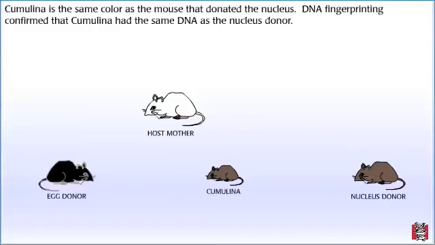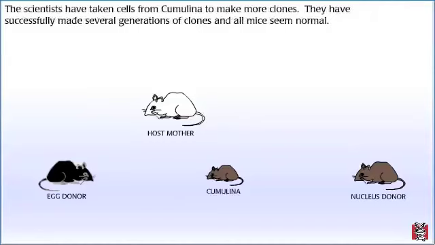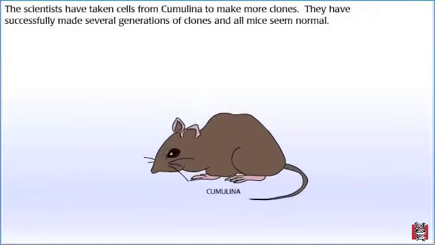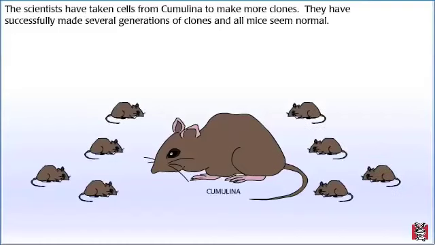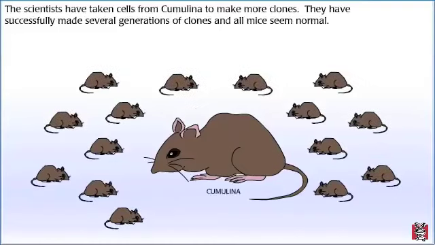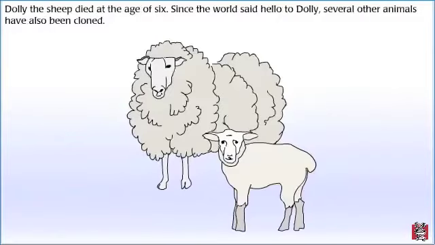DNA fingerprinting confirmed that Cumulina had the same DNA as the nucleus donor. The scientists have taken cells from Cumulina to make more clones. They have successfully made several generations of clones, and all mice seem normal. Dolly the sheep died at the age of 6. Since the world said hello to Dolly, several other animals have also been cloned.